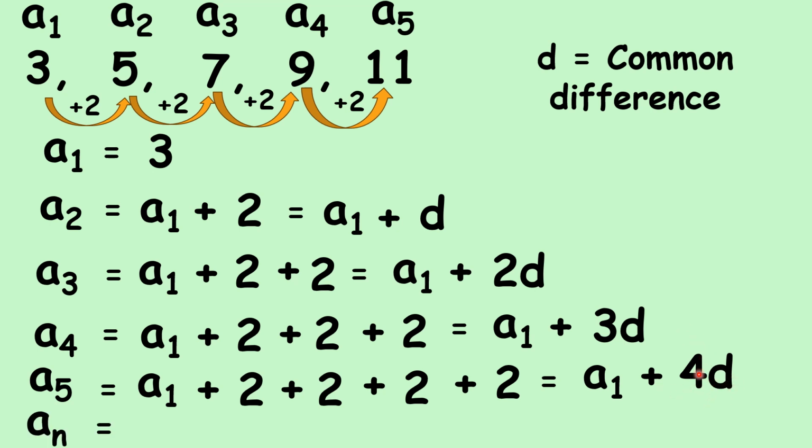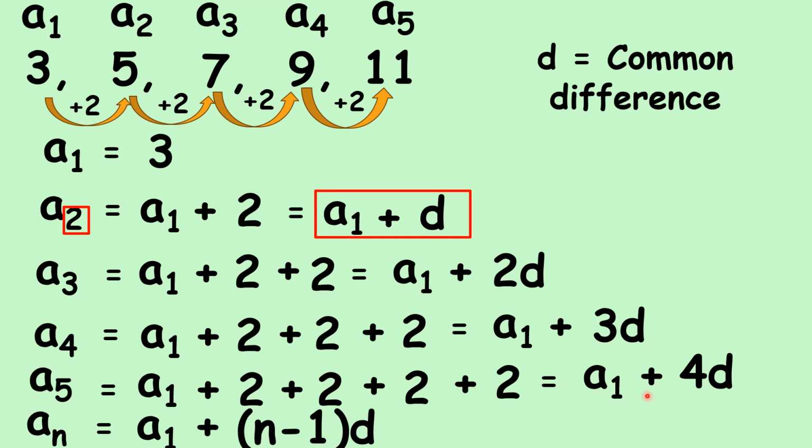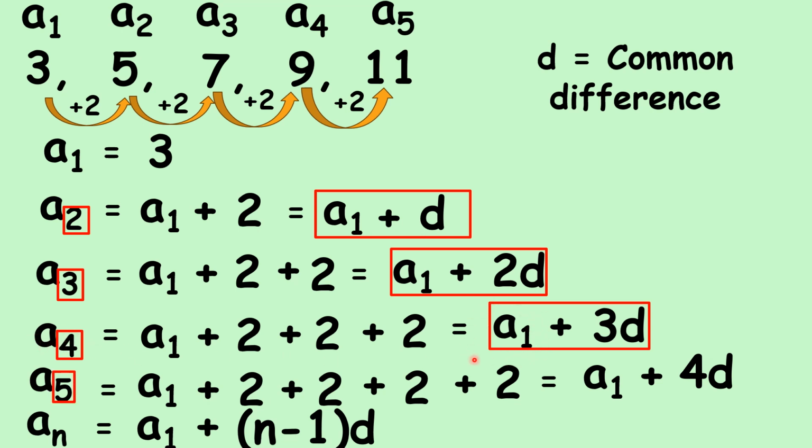Now, if you look at this, there is a pattern. Let's look at A5. At the end of the day, you have A1 plus 4D. So it's the fifth term, but the multiple here is 1 less than the term. Let's look at A4. You have the first term A1 plus 3D is the fourth term, but it is 3D, so you also have 1 less than the term.